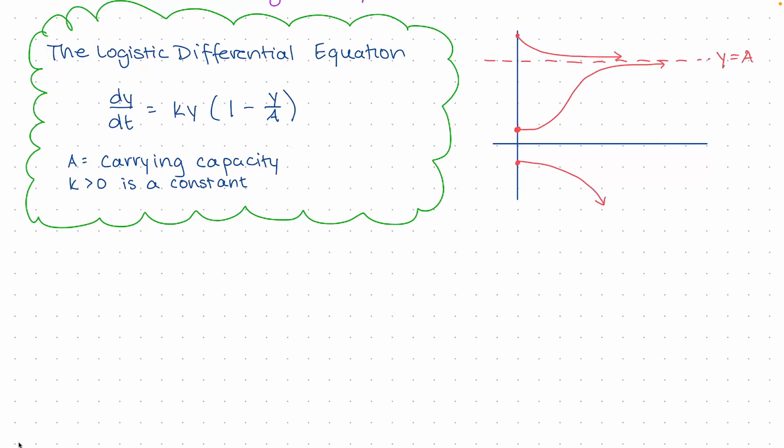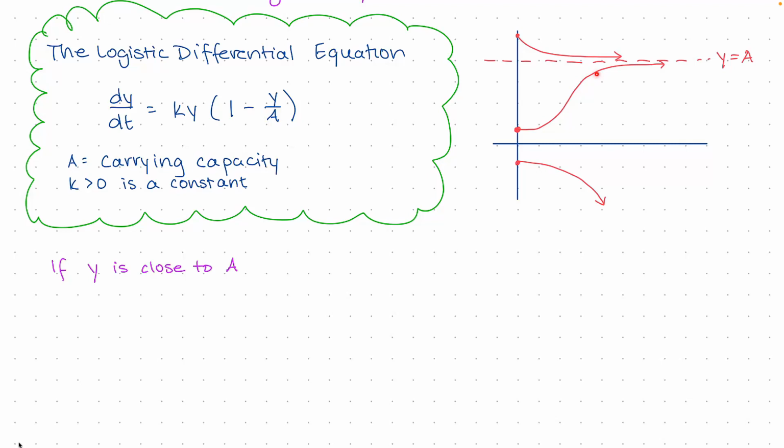So let's use purple. If y is close to a, let's look at what happens in the equation. When y is close to a, this fraction becomes close to 1, and then 1 minus 1 becomes close to 0, and when you multiply by ky, you're close to 0. Your derivative is close to 0. Your rate of growth is close to 0. So when y is close to a, your slope is close to 0. And you can see that's exactly what's happening on the graph.